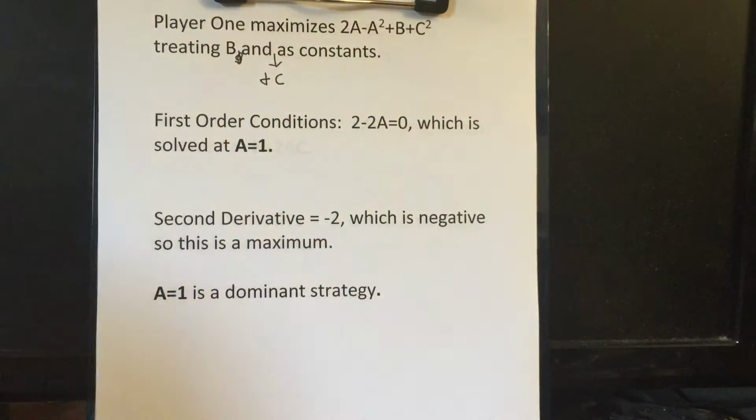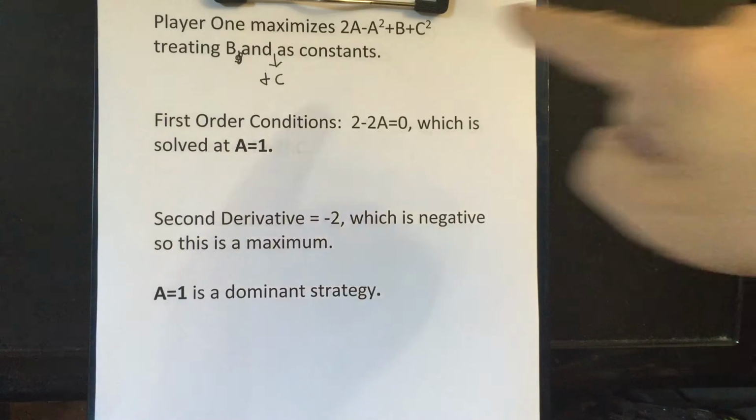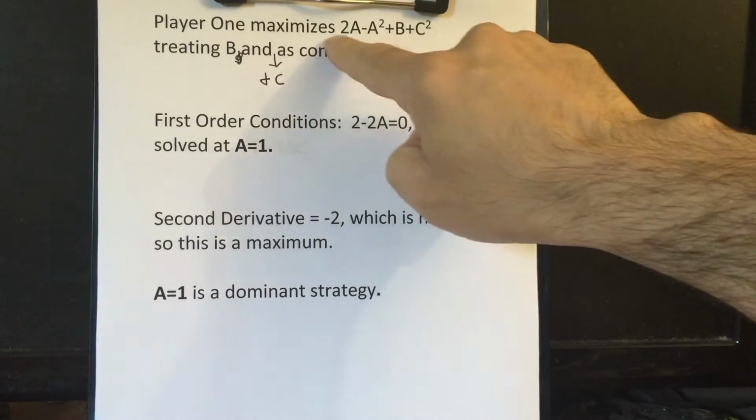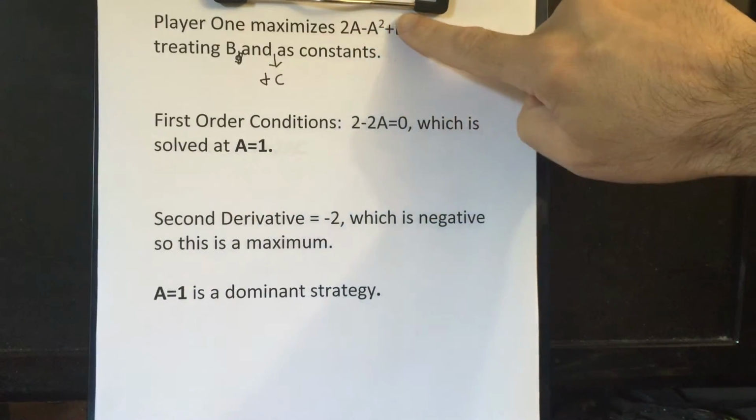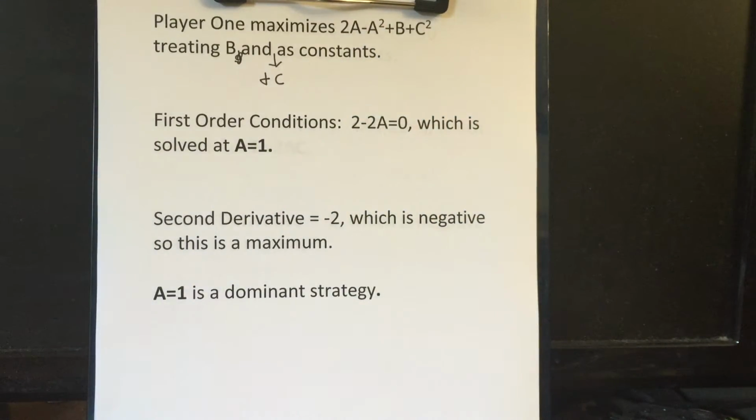Player 1 maximizes his payoff treating B and C as constants. Now, when you treat B and C as constants and you take the derivative of this, it goes away. What's happening with player 1 is saying, I like the fact that I get B plus C squared added into my payoff, but I get that no matter what I do, and I have no control over B plus C squared. My choice of A has no effect over B plus C squared.